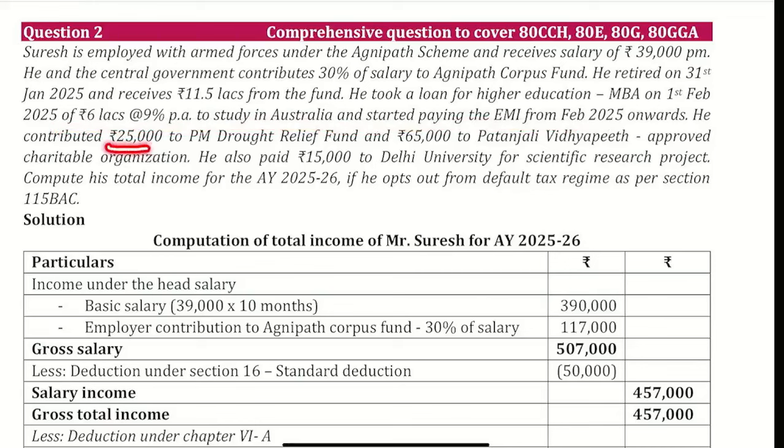He contributed 25,000 to Prime Minister Drought Relief Fund and 65,000 to Patanjali Vidyapeeth, approved charitable organization. So this is the contribution he has made, donations he has made. He has also paid 15,000 to Delhi University for scientific research project. Compute his total income if he opts out from the default tax regime.